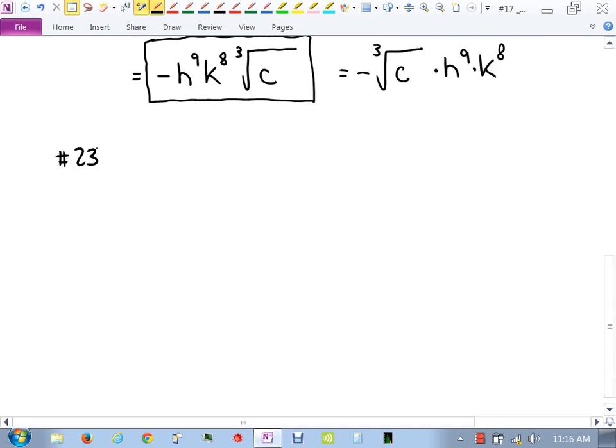So number 23, we have the 5th root of 128. Uh-oh, that doesn't look good. A to the 10th, B to the 12th.